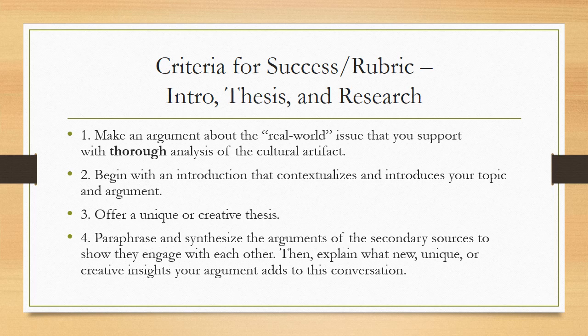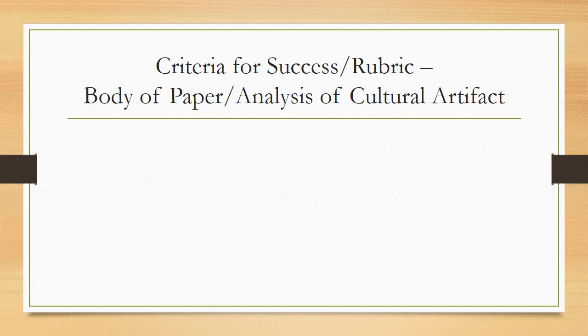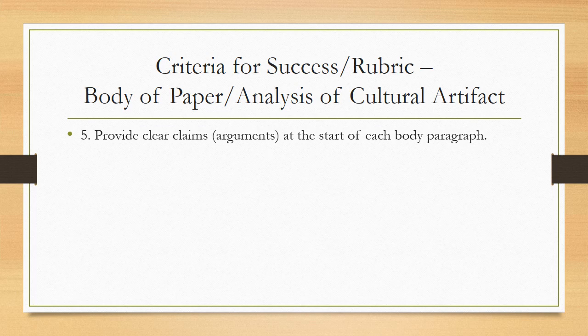So this is the intro with a thesis, and then the part of the paper where you kind of sum up the research you've done. Now moving on to the most important part of the paper, where you analyze the artifact to prove your argument. What should that part of the paper have? Provide clear claims or arguments at the start of each body paragraph. So this is what we call topic sentences. Little mini claims or little mini arguments that prove your thesis. Basically, the list of reasons why your thesis is true.